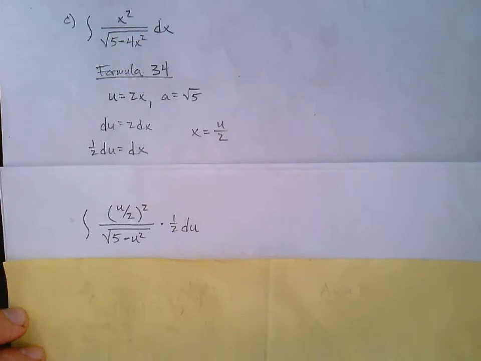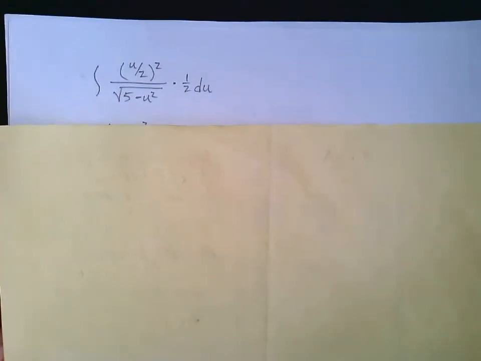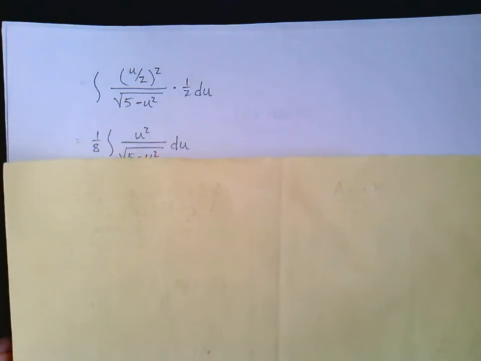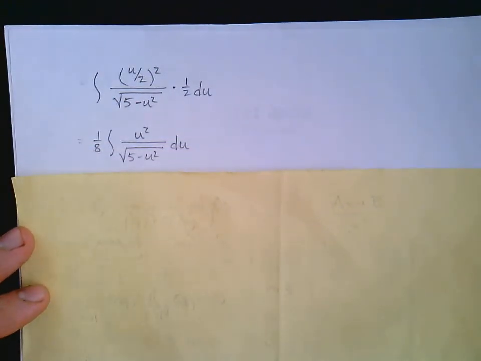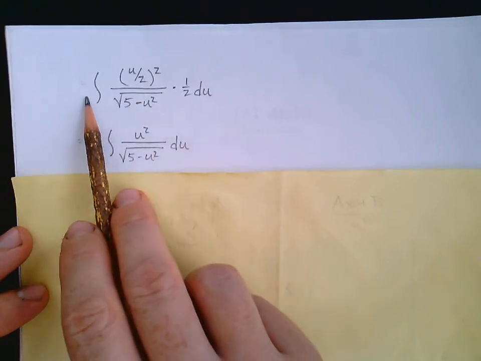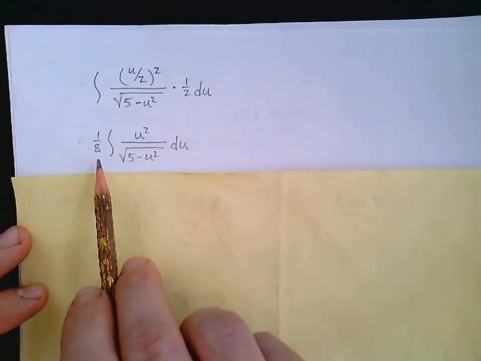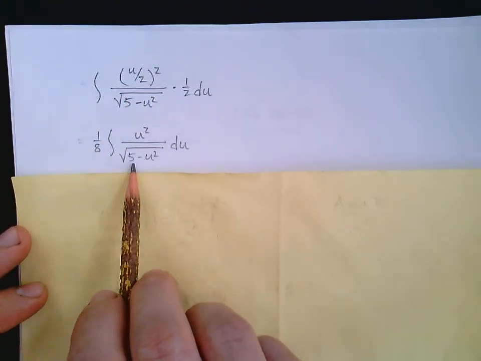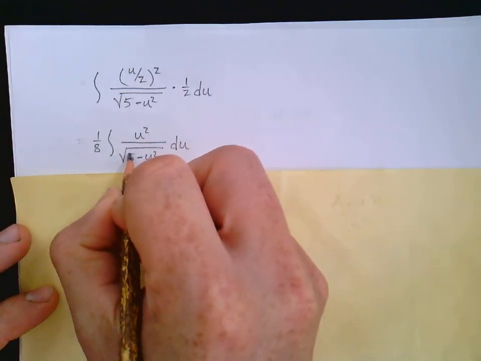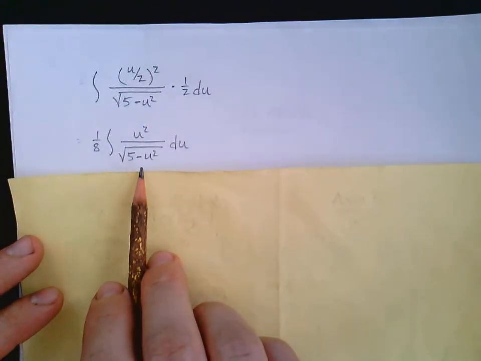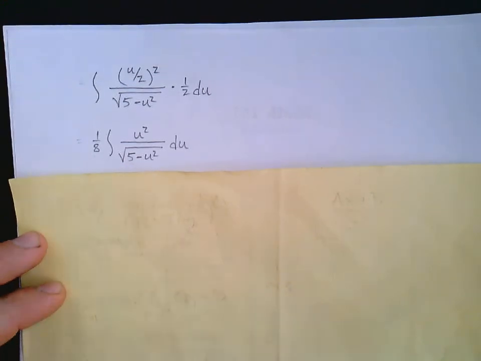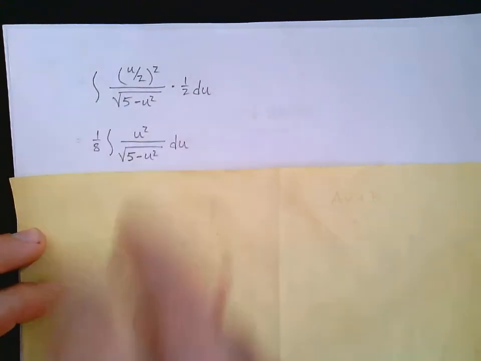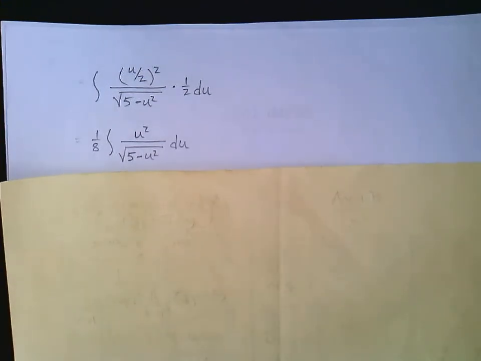So now if we clean this up and pull the constant out front, we'd square that half, pull out the 1/4. We'll also pull out this 1/2, giving us 1/8 out there. And then we'd be left with u squared in the numerator and square root of 5 minus u squared in the denominator. And now it looks exactly like the formula. So there was some, you might say, massaging of our original integral to get it to match that formula number 34.